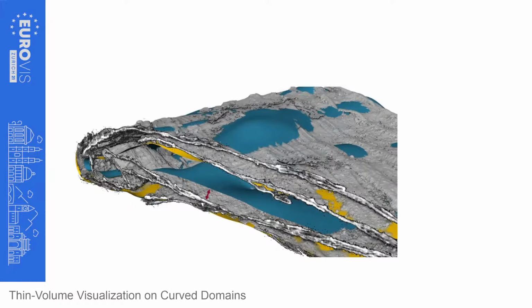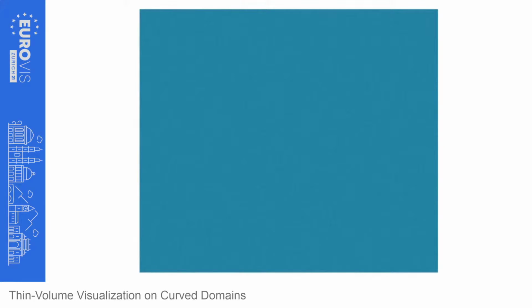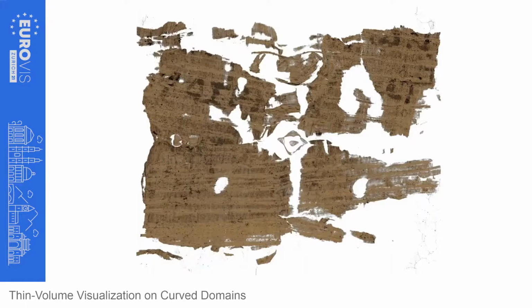So how does a thin volume rendering look like? This is the flat mesh, and here is the resulting thin volume rendering. We see that it's not that bad. In many areas, the tracing was accurate enough so that the ray segments could sample the papyrus. The color map also reveals that there is some writing on the inside of the papyrus.